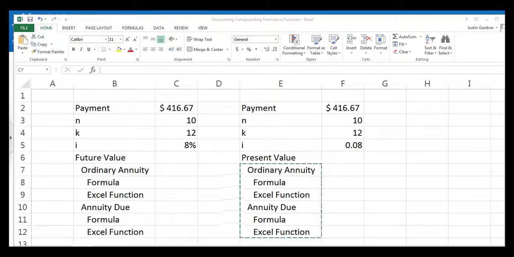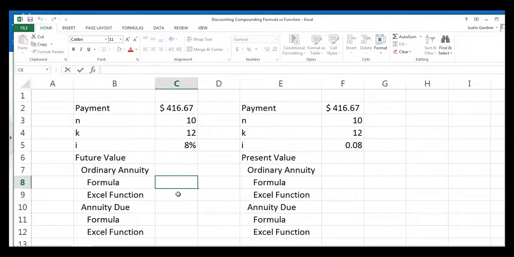So in this first example, we're going to be making a payment every month of $416.67 into some type of investment. And that investment is going to grow in value, and at some point we're going to have some future sum of money sitting in that investment. So what we're going to do first is start off by calculating an ordinary annuity. And after we calculate an ordinary annuity, we're going to do the exact same thing for an annuity due.